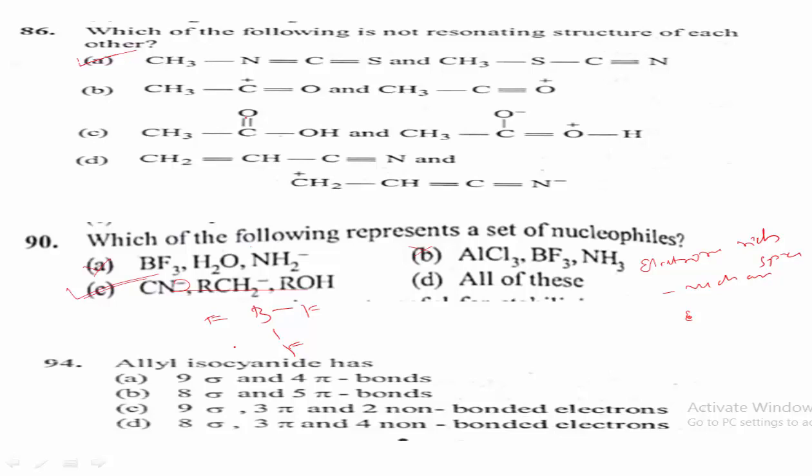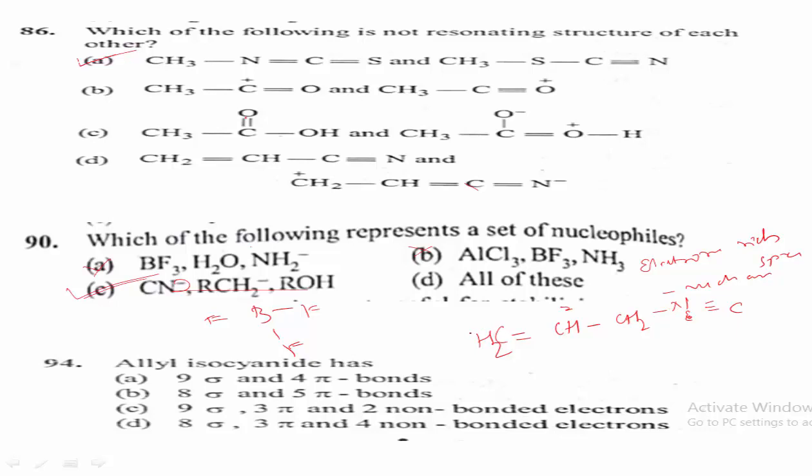Okay, students, to answer this question you must know the structure of allyl isocyanide. The allyl isocyanide structure is like this. I write CH2 double bond CH, single bond CH2, single bond N, triple bond C. Is it right? CH2 double bond CH, single bond CH2, single bond N, triple bond C. Isocyanide. Yes. C triple bond N instead is the cyanide group. N triple bond C instead is the isocyanide group.